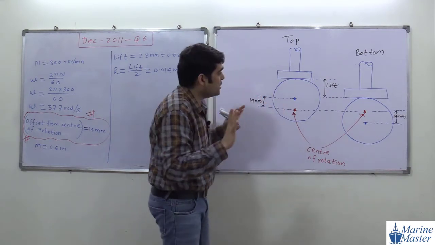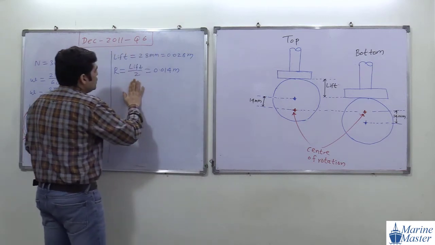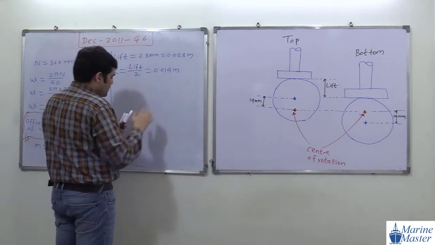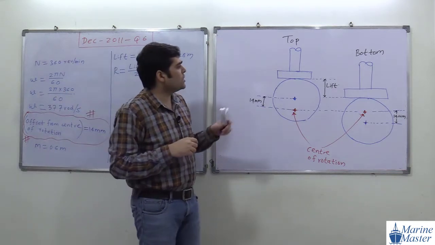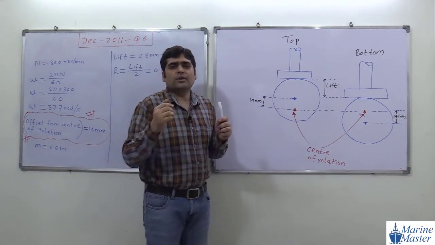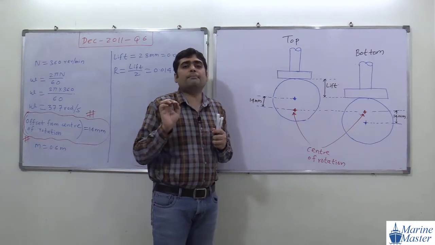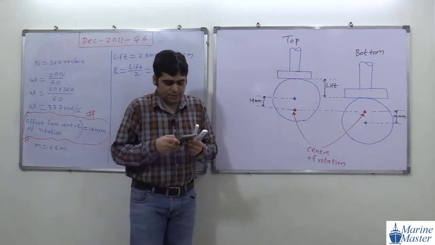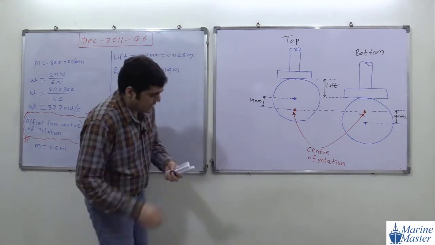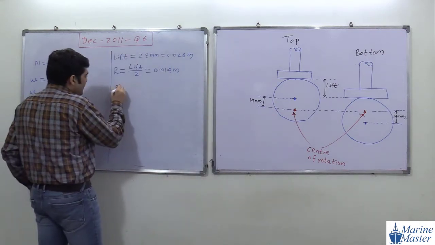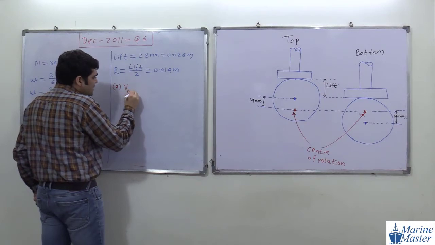Try to see the scenario here. So here R is equal to lift by 2, which is 0.014 meter. Now we got the value of R. Now in A part, what are they asking us? Let me check. In A part, they ask us for the maximum velocity. In A part, our target is the maximum velocity. Very, very simple discussion.